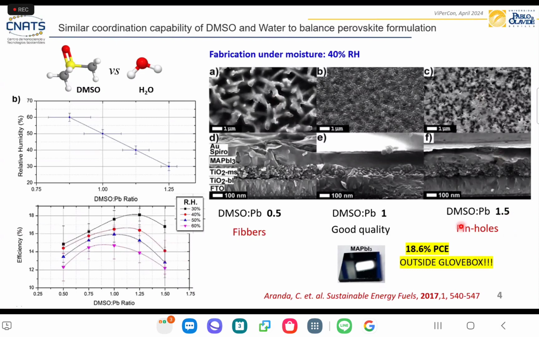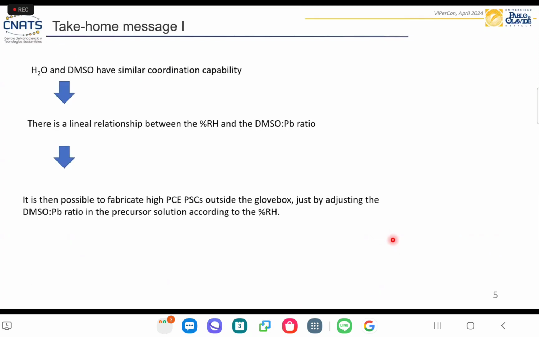Contrary, when we have an excess of DMSO-lead ratio, we will have the solvent occluded into the perovskite morphology, and then it will produce thin balls in our film. But if we have the optimal ratio, then we will have a very high quality perovskite material. As you can see here, there is a real photo of a perovskite film made outside the glove box, in fact, between 30 and 40% of relative humidity, and we reach almost 19% of efficiency. So that means that it is possible to fabricate high quality materials, high quality perovskite devices outside the glove box, just taking into account this effect.